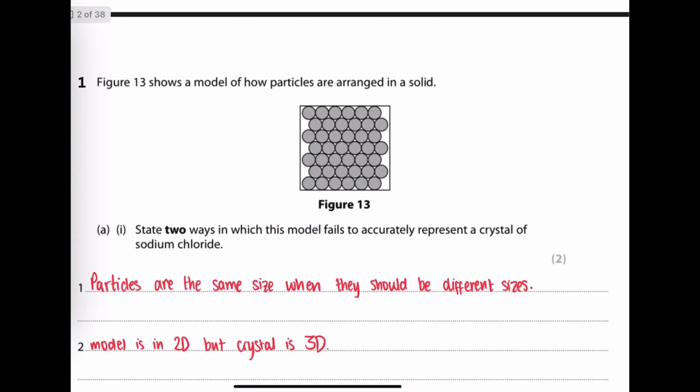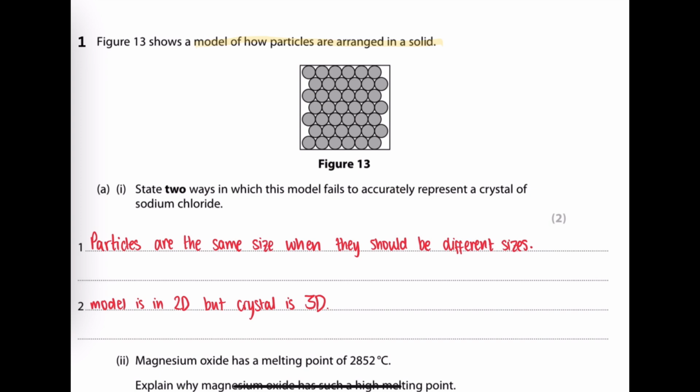Let's get started. Question 1. Figure 13 shows a model of how particles are arranged in a solid. State 2 ways in which this model fails to accurately represent a crystal of sodium chloride.